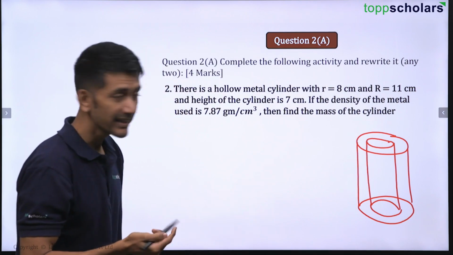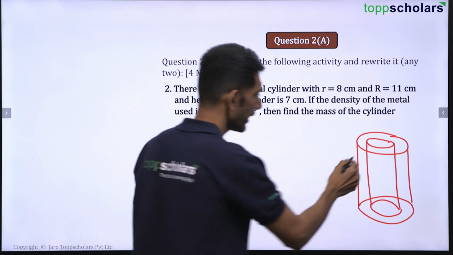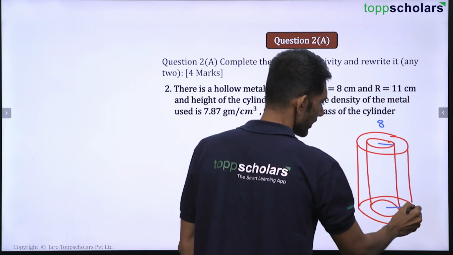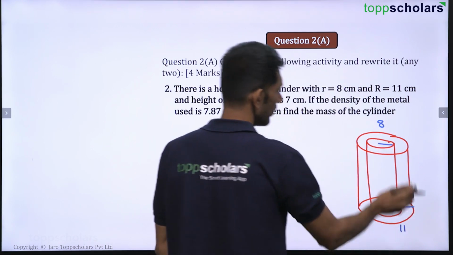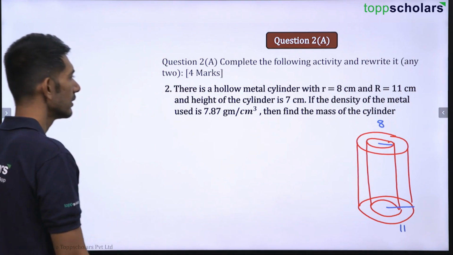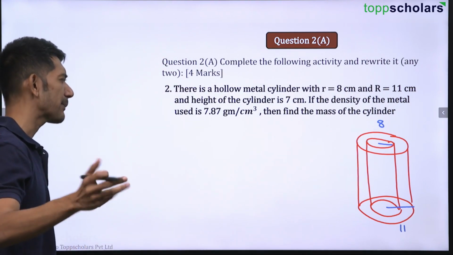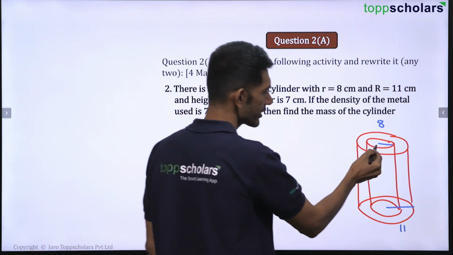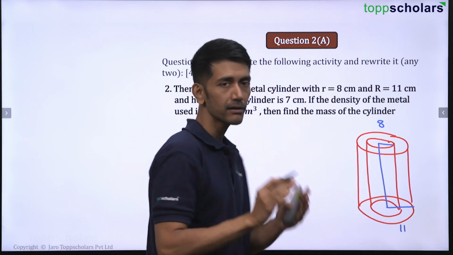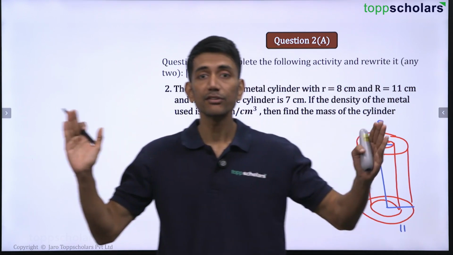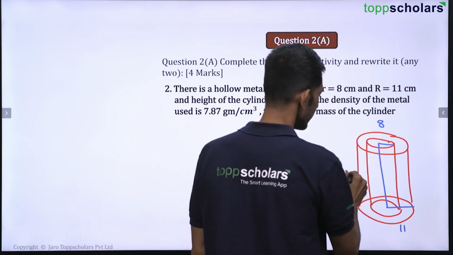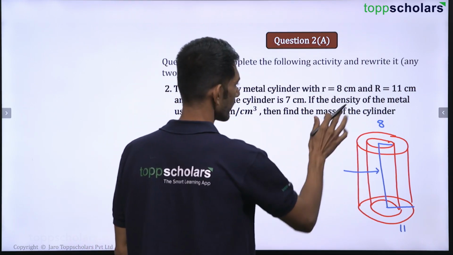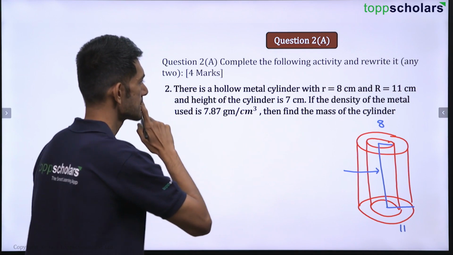So obviously the radius of the smaller one, this small one, is going to be 8 and the radius of the bigger one is going to be 11 because that's what is given in the question. So they are taking it as small r and capital R, that's okay. And the height of the cylinder is not going to change. It doesn't matter how big the cylinder is in this pattern. The height of the cylinder is how much? 7.